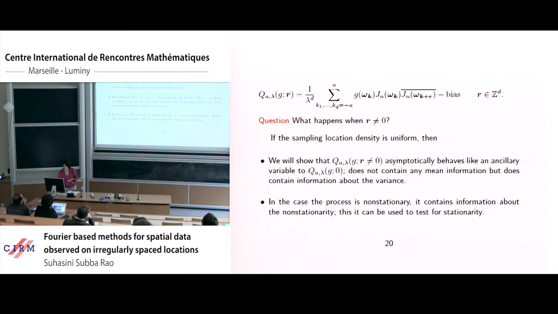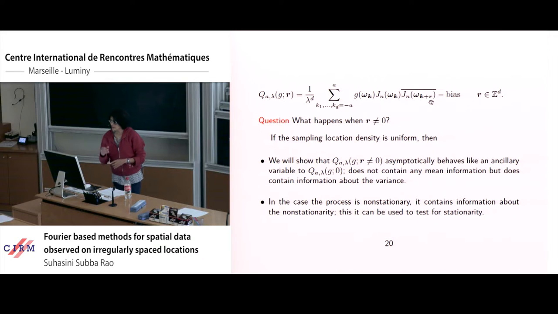And you might be wondering, why am I making the notation so cumbersome? Why am I bothering about this R thing over here? The reason is twofold, and that's interesting to me. When the sampling of the locations is uniform, we get some interesting properties. When R is not equal to zero, we have an estimator that asymptotically behaves like an ancillary variable to our estimator of interest. So these two things are orthogonal but very interesting.